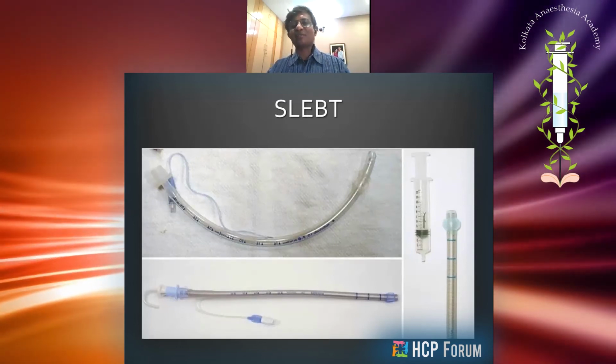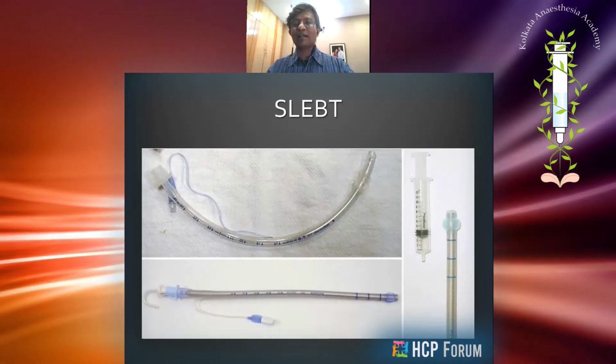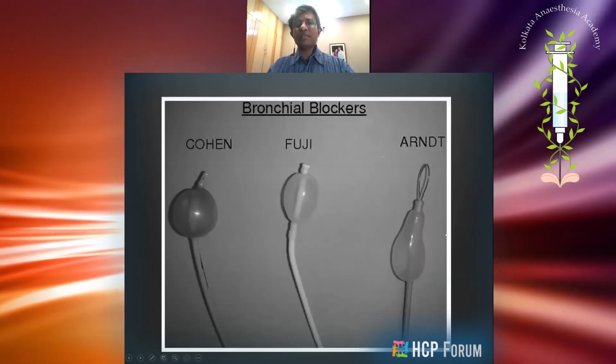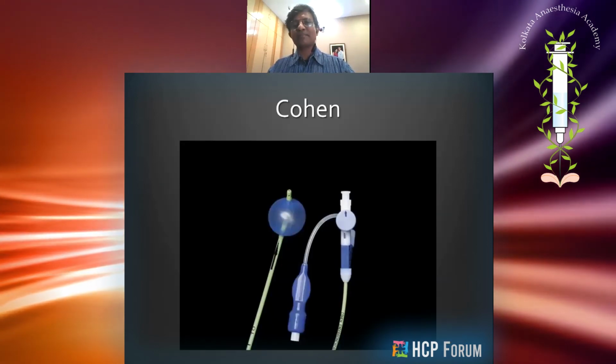You can see it just looks like an endotracheal tube, except that they are much longer and the cuff is much shorter and stubbier, hardly used. These are the bronchial blockers. These are the classic ones, the Cohen, Fuji, and the Arndt.